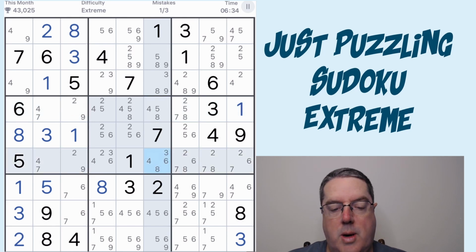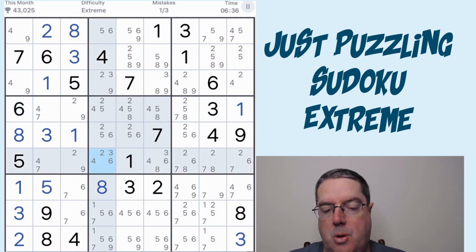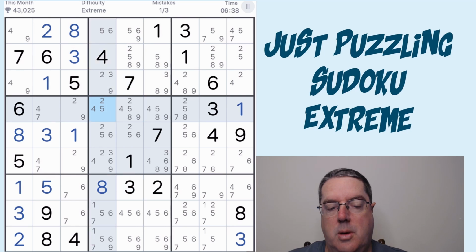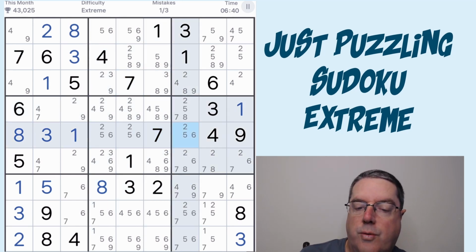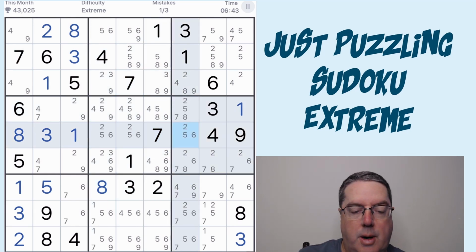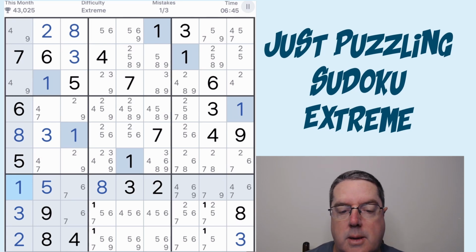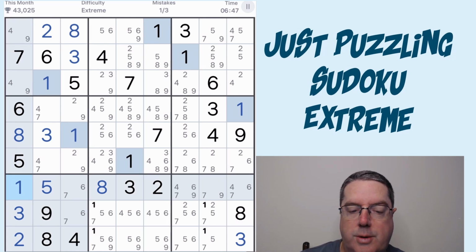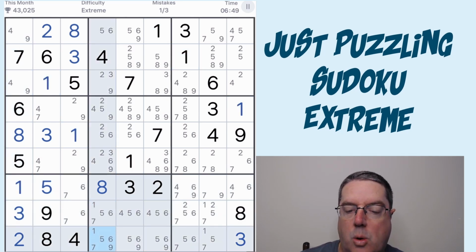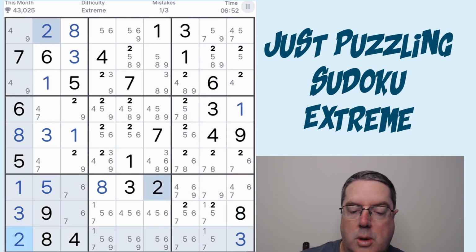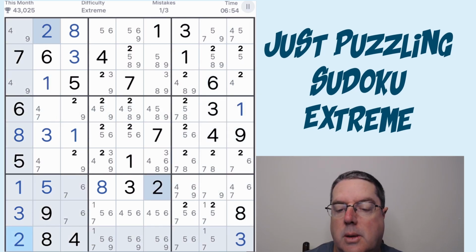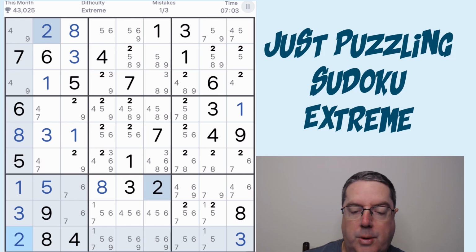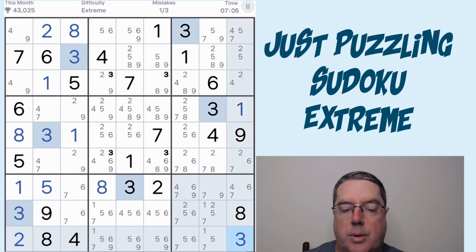3 and 9 can be in the top and bottom row. Okay, so that makes sense. 2, 5, 6. Alright, so let's do that. 1 looks right because there's 7 1, so that means it can be only there or there. 2 can be... so that makes sense. There's no 2s in the 3, top row, bottom row.